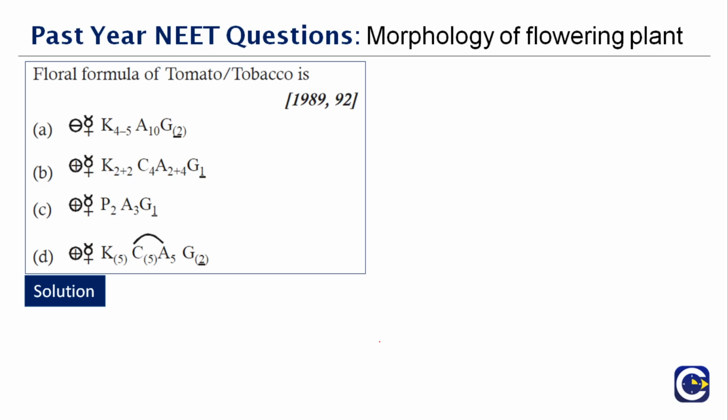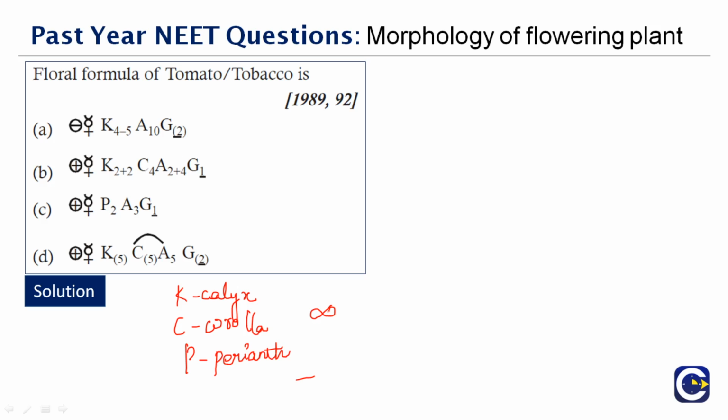Now, look at this: K stands for calyx. C represents corolla. P represents the perianth. Then A represents androecium, G represents gynoecium. The number of members of the whorl is written after the symbol, and this represents the number of whorls. So you have many symbols, and each symbol has a unique thing to represent.